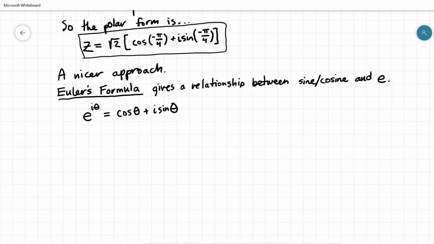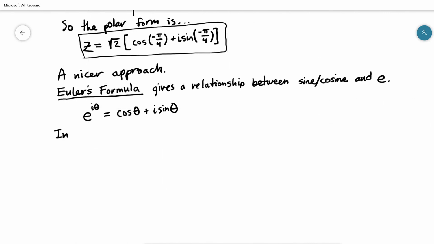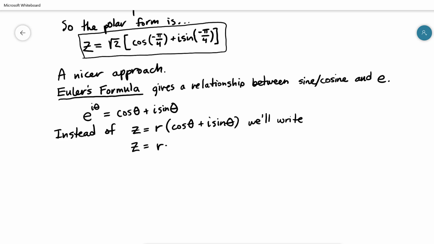So instead of writing z equals r times cosine theta plus i sine of theta, as our textbook wants, I'll start writing them this way. We'll write the alternative, z equals r e to the i theta. And this is going to be a much easier way to manipulate these polar numbers.